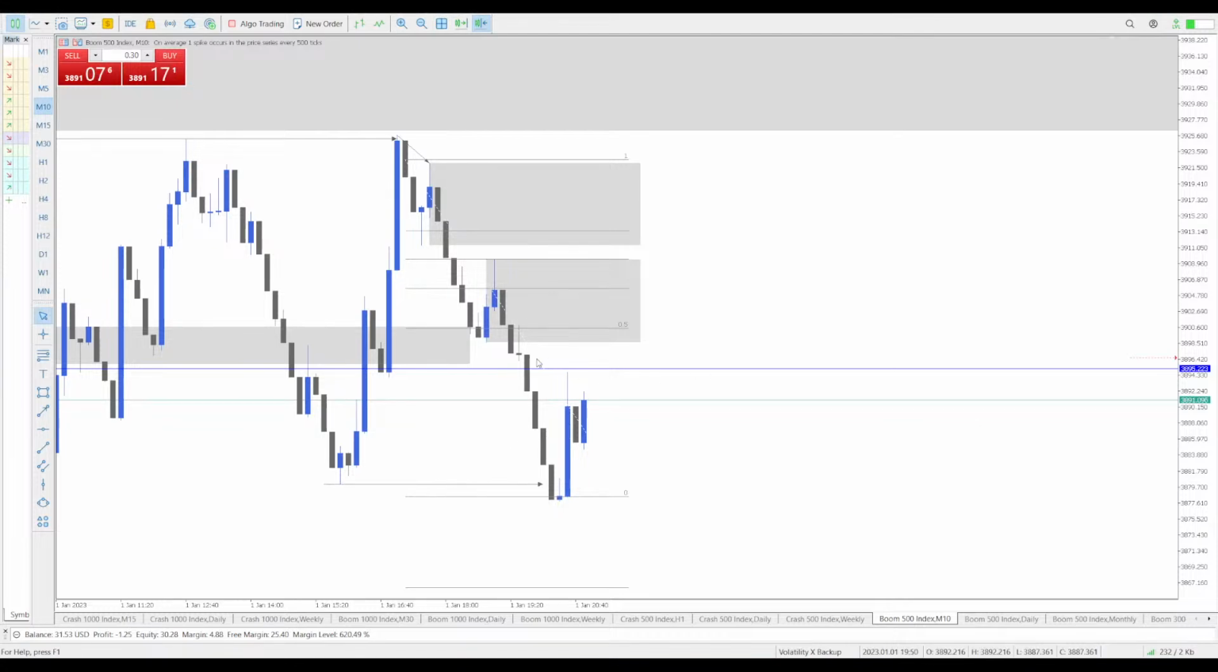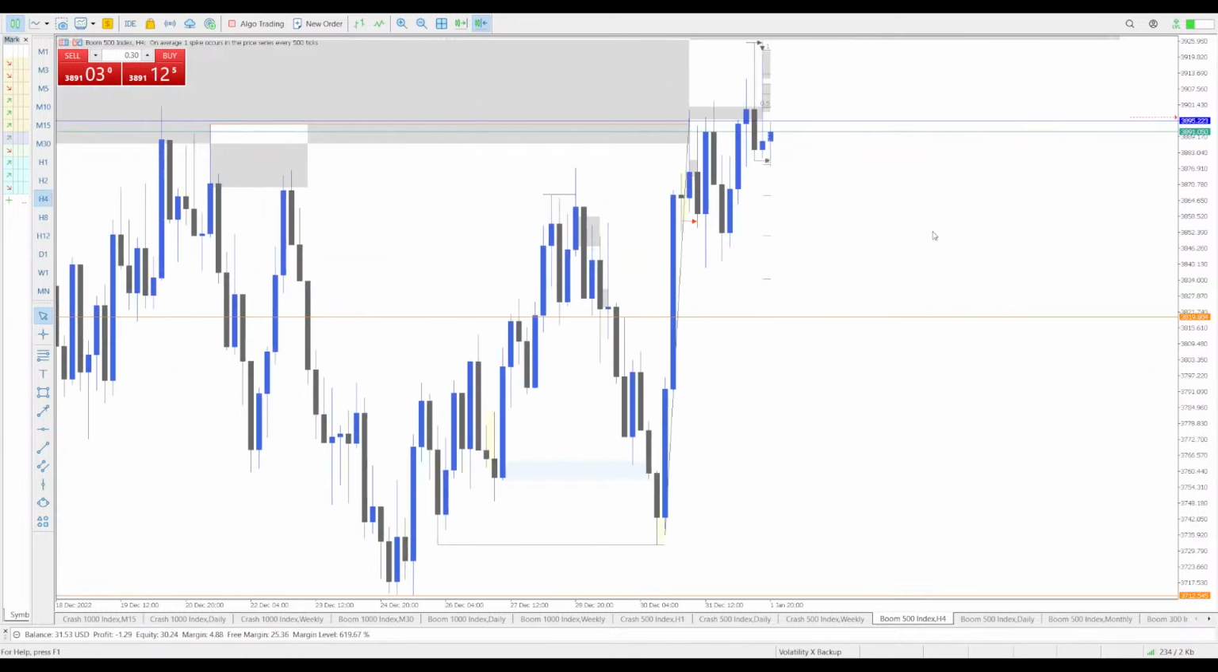Yeah, so I've set my alarm. I'm waiting for 10 o'clock Nigerian time for this to play out, and then I'm going to take my sells all the way to fill this imbalance. Okay, I'll take my TP1 here, and then I'll hold some all the way to this zone. Yeah, so yep, that's it.